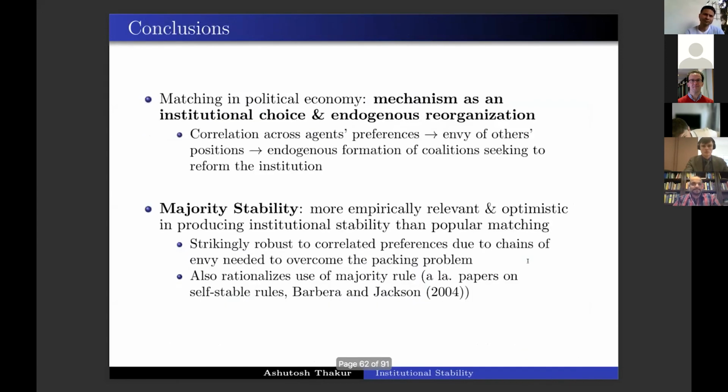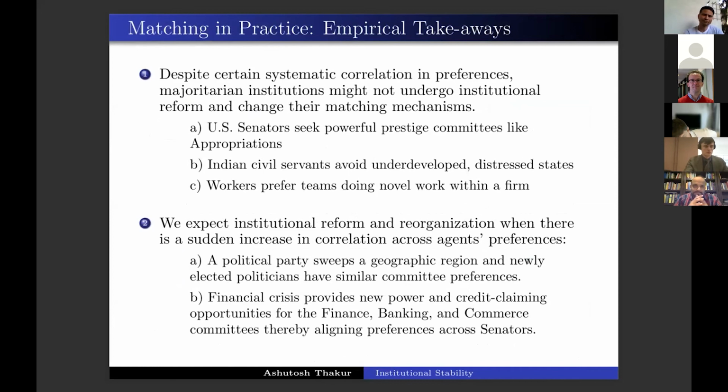Let me just end here saying, despite certain systematic correlations in preferences, politicians really want certain committees, Indian civil servants really want to avoid certain areas. In majoritarian institutions, they might not lead to change in the mechanism. You might expect change in the mechanism when you have certain shocks that increase the correlation of preferences. Let's say a political party sweeps a geographic region, or a crisis leads to a lot of alignment in which committee has power and which committee is sought after.